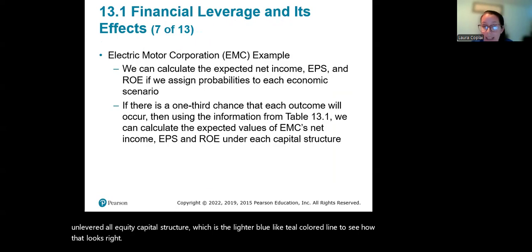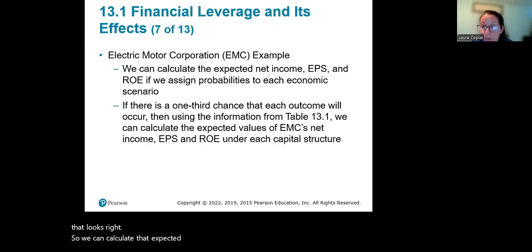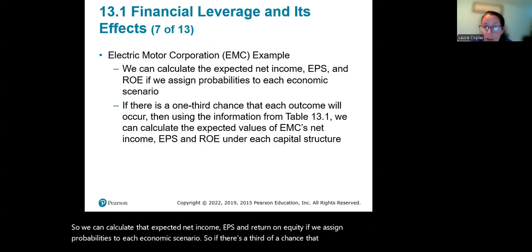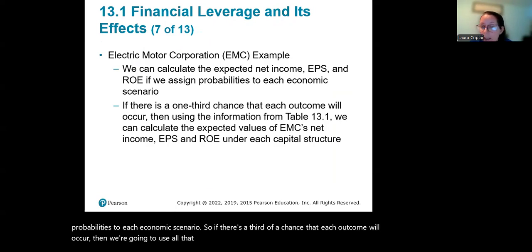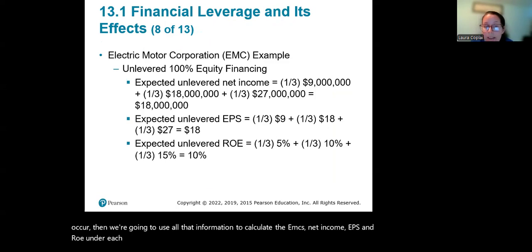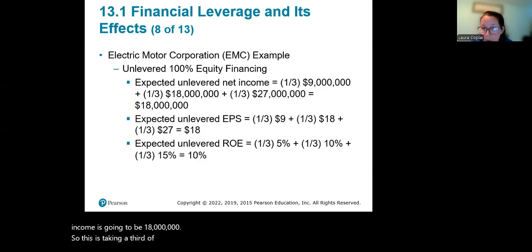So we can calculate that expected net income, EPS, and return on equity if we assign probabilities to each economic scenario. So if there's a third of a chance that each outcome will occur, then we're going to use all that information to calculate the EMC's net income, EPS, and ROE under each structure. So with unlevered 100% equity financing, our expected unlevered net income is going to be 18 million. So this is taking a third of each of those scenarios, right? 9 million, 18 million, and 27 million.